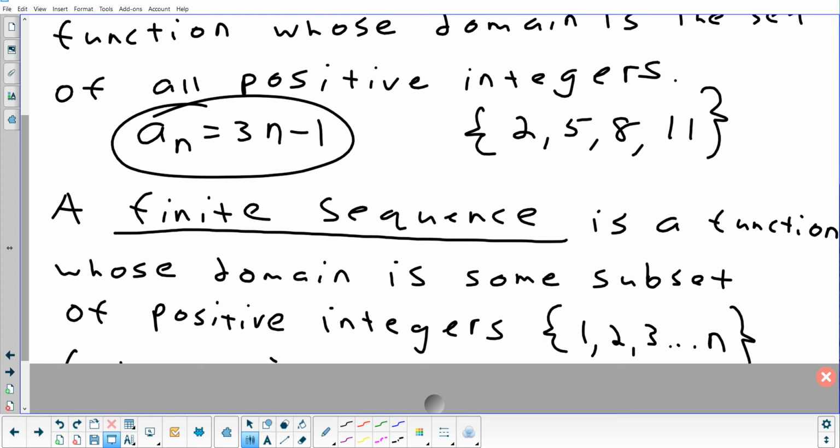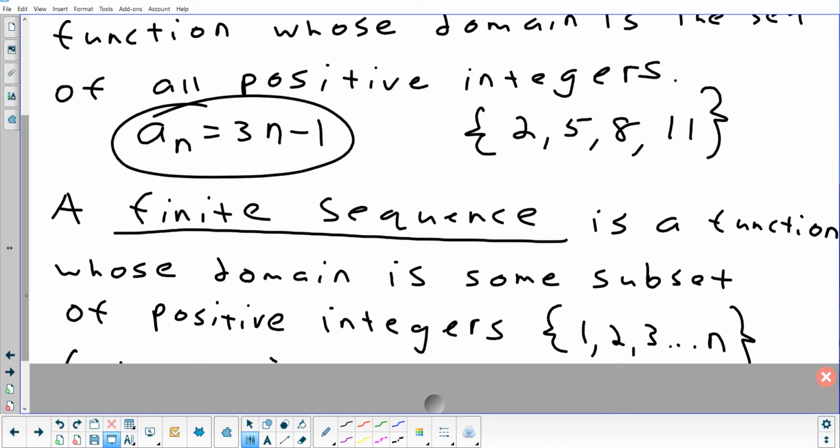One to 4. 1 through 4. 1, 2, 3, and 4. Those are the only numbers that are in the domain of this formula. 5 is not in it. Why? Because 14 is not a number in the sequence. It stops at 11. It's done. Okay.